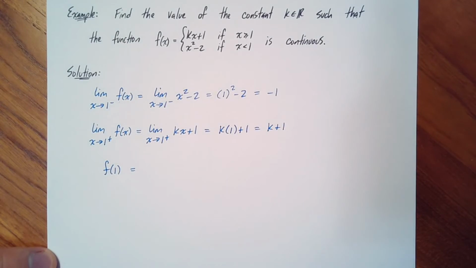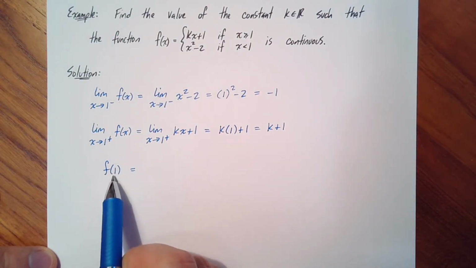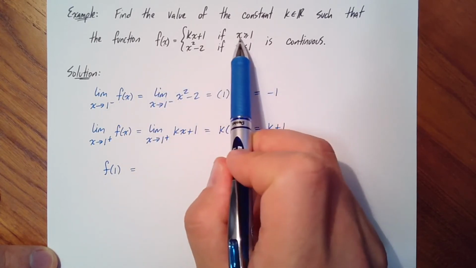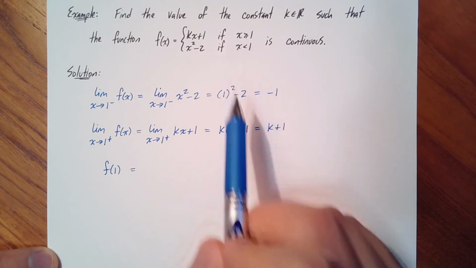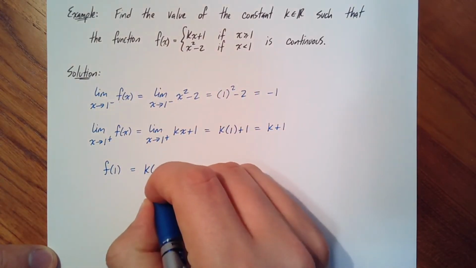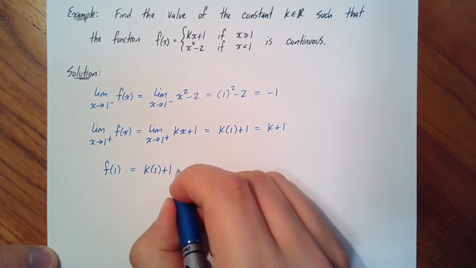Okay, and then what about f of 1? Well, f of 1, you just plug 1 into the function. So plug 1 in for x. Which one of these inequalities is satisfied? The top one, right? The top one is what's satisfied when you plug in x equals 1. So we're going to get k times x, which is 1, plus 1. And that just works out to k plus 1 again.